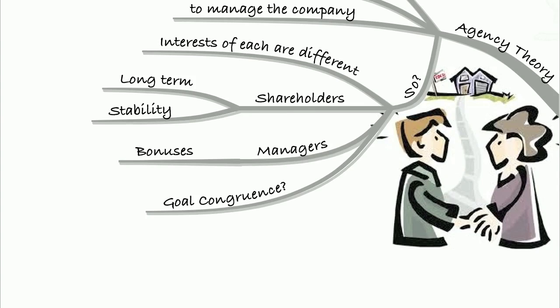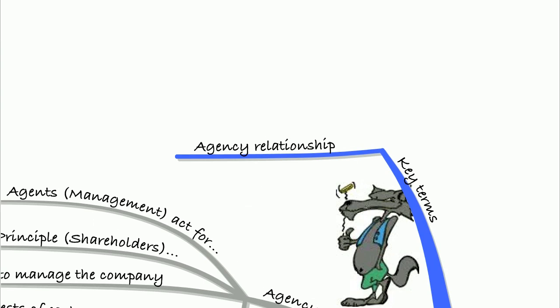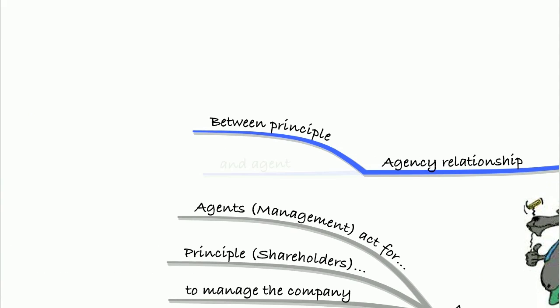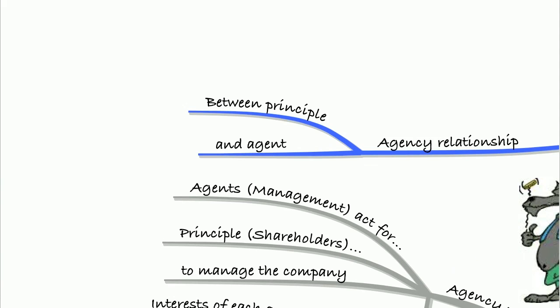So some of the key terms you need to be aware of in this area. First of all, this agency relationship. Remember, the agency relationship is between the principal and the agent. So in our case, we're primarily looking at the relationship between the shareholders, who are the principal, and the agent, who are the management within an organisation.